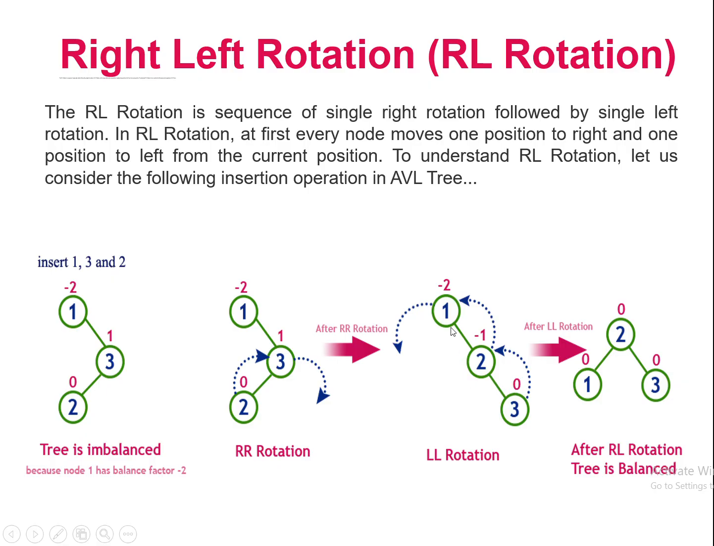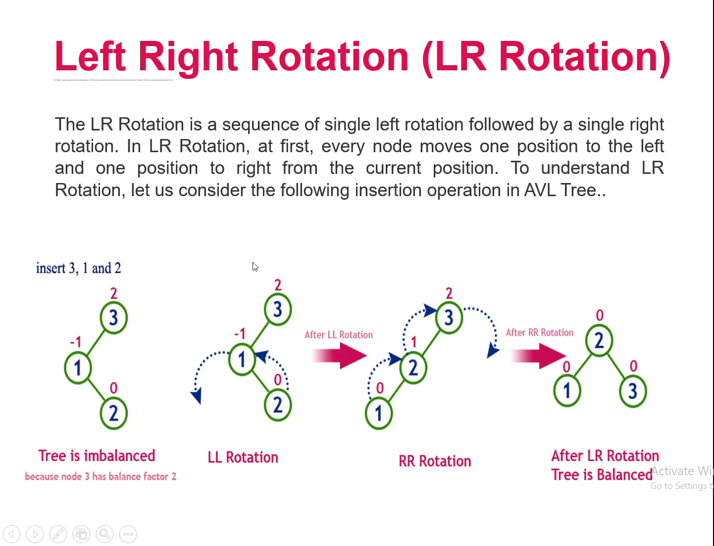Applying the same again, this is completely LL rotation. We can apply LL rotation again here. The balance factor of 1 is -2, so we apply rotations until the tree is balanced. After applying all the rotations, we get the final balanced tree. All the nodes must be zeros. This is the complete working of RL rotation.